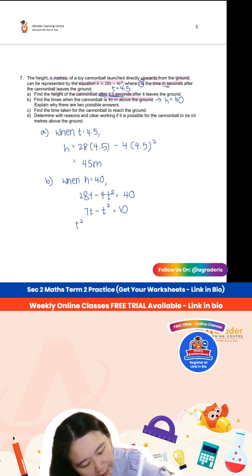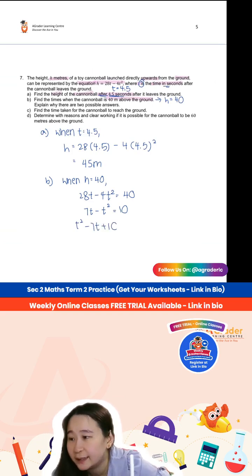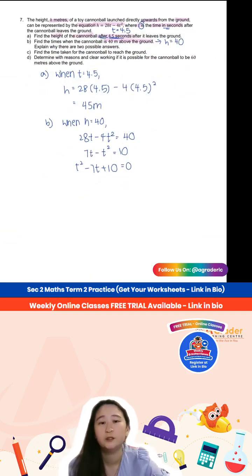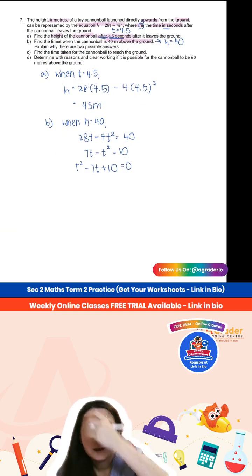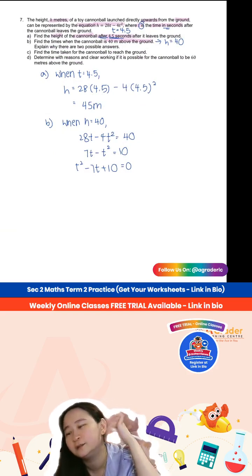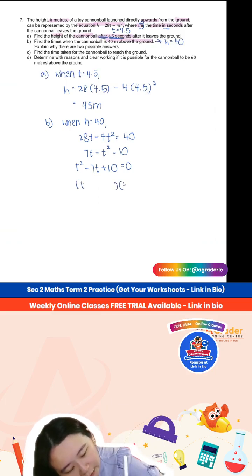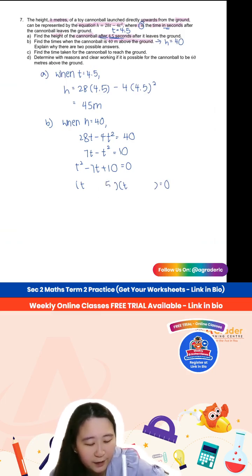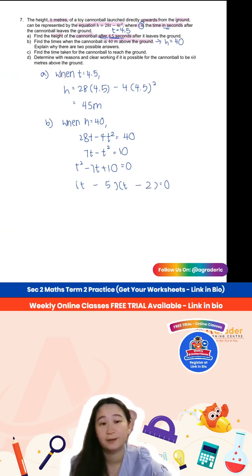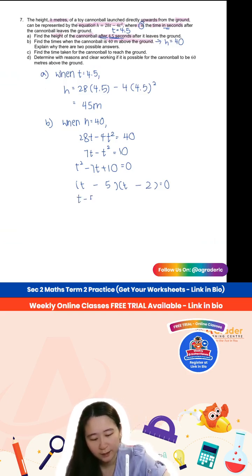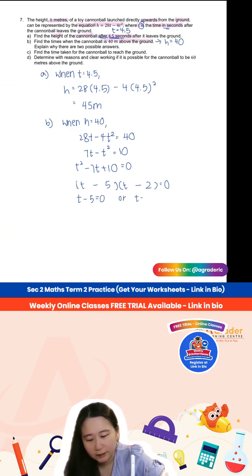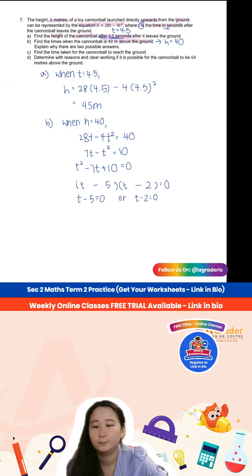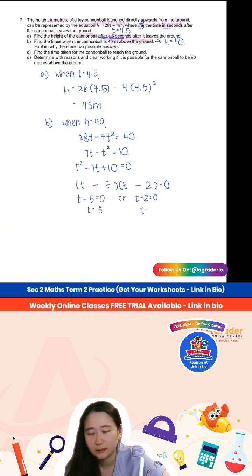Okay, then t squared minus 7t plus 10 equals 0. We rearrange it, leaving everything on the left hand side so that we can factorize and solve for the value of t. So t squared definitely comes from t times t. Then 10 will be 5 and 2, minus minus, so that I have negative 7t in the middle. So therefore t minus 5 equals 0, or t minus 2 equals 0. So therefore t equals 5 or t equals 2.